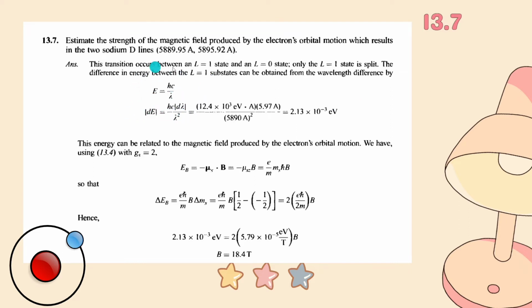This is the common equation from de Broglie. So we have to find the energy first. We just substitute the value here, and we got this one in eV.